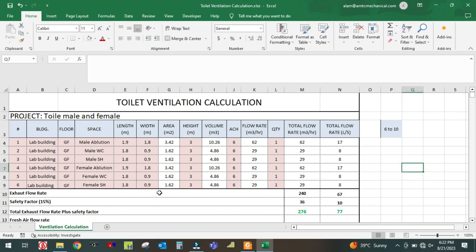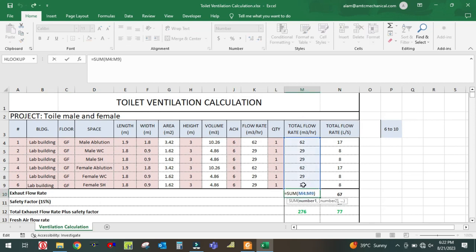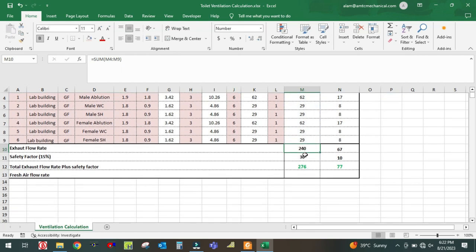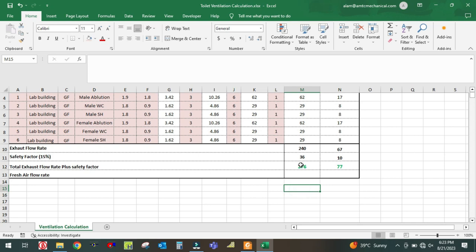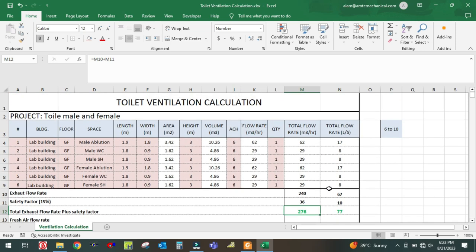Okay, after entering all these values, I am getting here the summation of all these air flows: 240 cubic meter per hour. Okay, and here is the safety factor. I am taking 15%, that means 36 as safety factor. If you add these two, total air flow rate plus safety factor, you will get here 276 cubic meter per hour. Okay, if you convert all these, you will get 77 in liter per second.